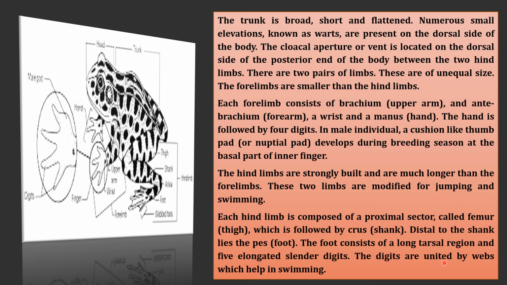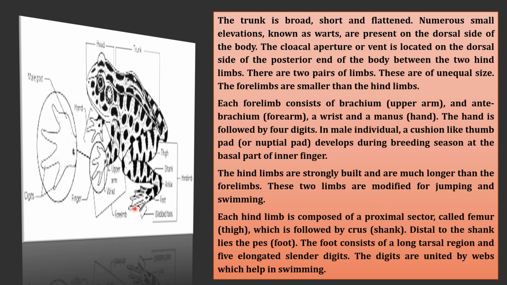The foot consists of a long tarsal region and 5 elongated slender digits. You can count 1, 2, 3, 4, 5. You remember I just told you there are 4 digits in the limbs of a toad, but there are 5 digits in the hind limbs of a toad. The foot consists of a long tarsal region and 5 elongated slender digits. The digits are united by webs which help in swimming.